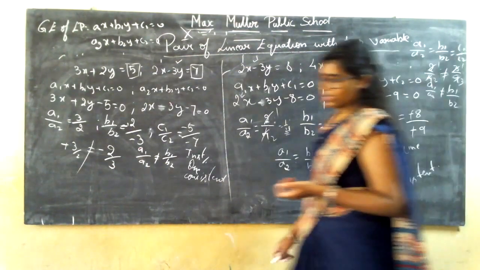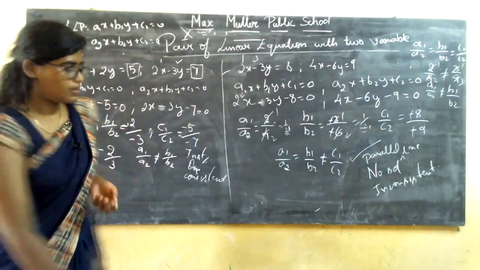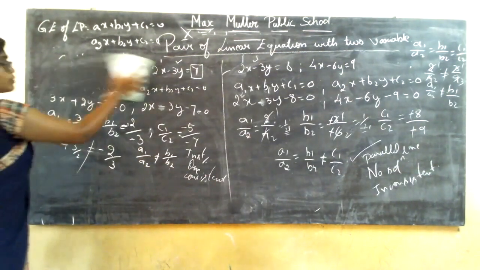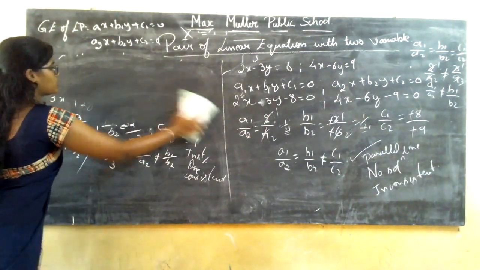So now I think you are clear with this algebraic graphical representation. Next, if you had been given the expression and they have not told you to represent it graphically, then what method are you going to use to find out the values of x and y?